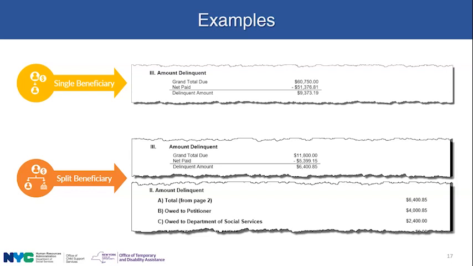Towards the bottom is a split beneficiary case where we see that the total delinquent amount of $6,485 is allocated between the custodial parent and DSS. Again, $4,085 to the custodial parent and $2,400 to the Department of Social Services. Thank you. I will pass it along to Kevin Hartshey.